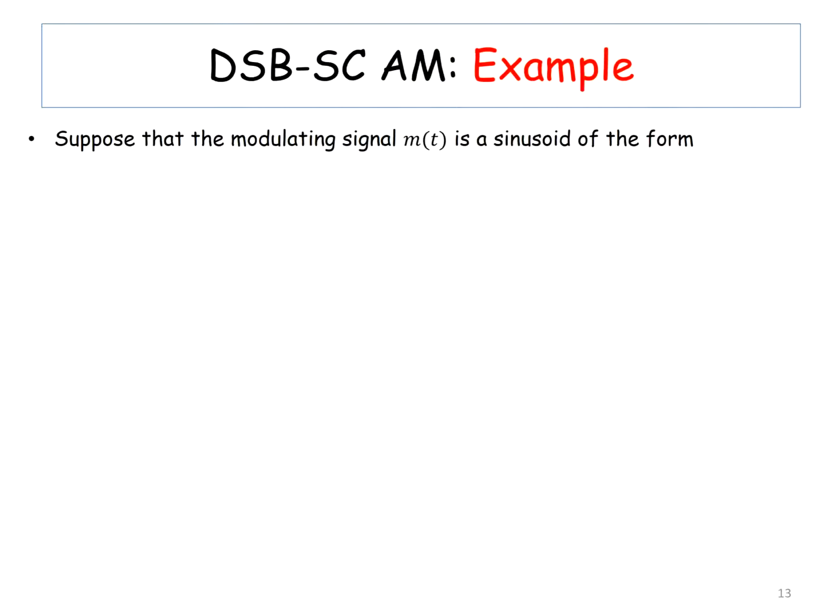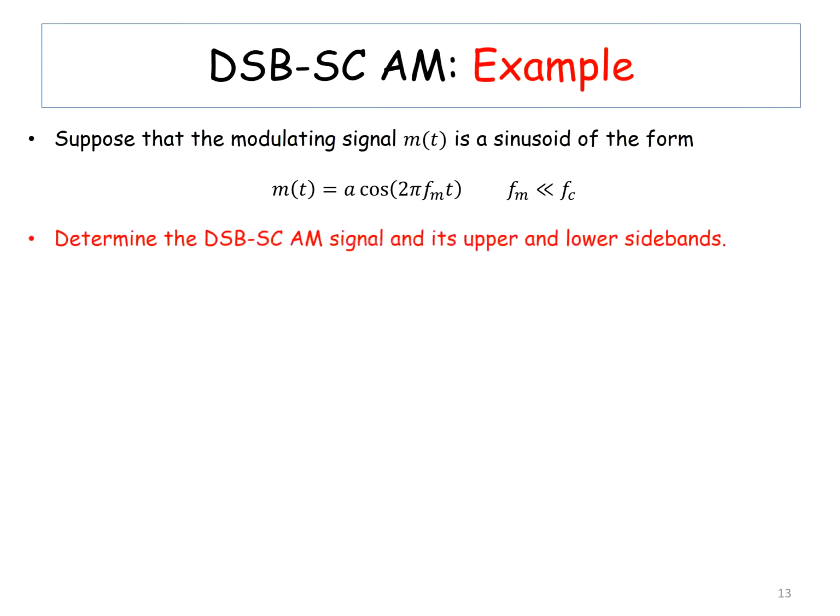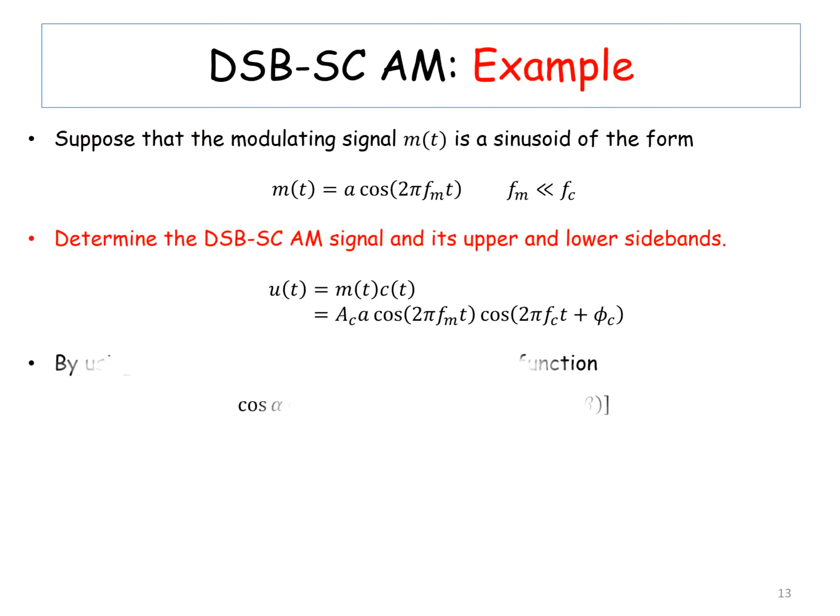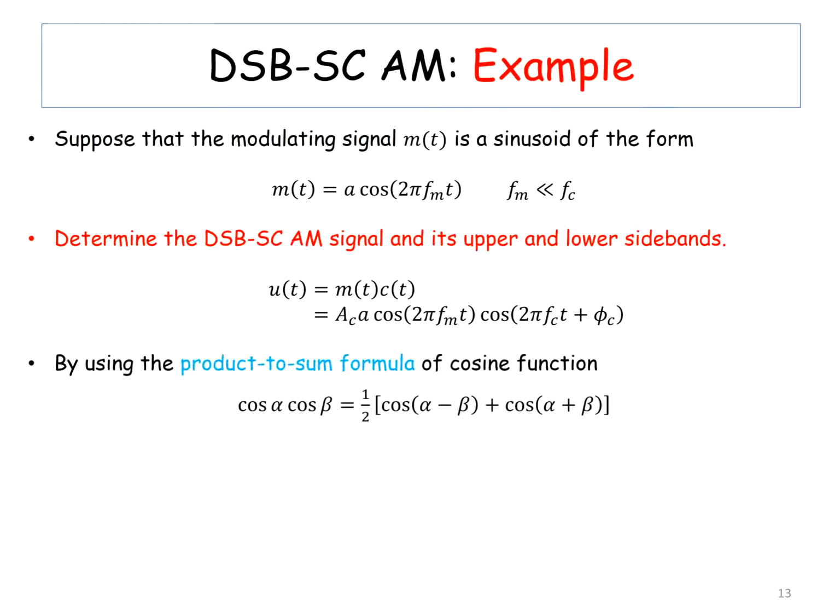Let us have an example. Suppose that the modulating message signal M of t is given. The question is to determine the modulated signal and its upper and lower sidebands. By multiplying the message signal with the carrier signal, the modulated signal U of t is obtained. Using the product to sum formula of the cosine function, the modulated signal can be finally written.